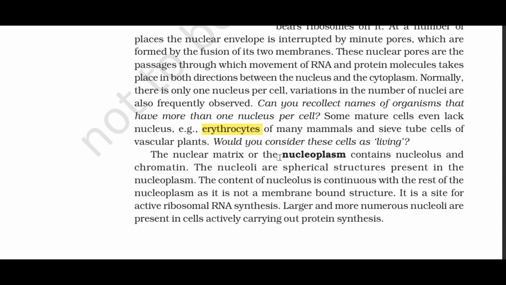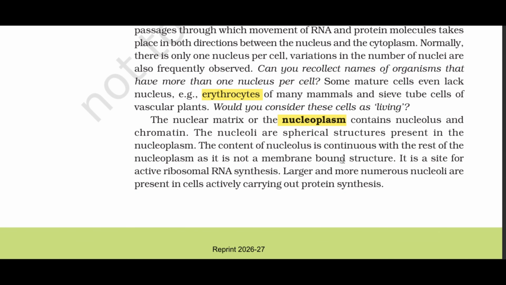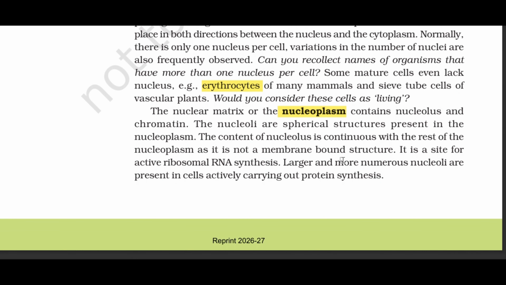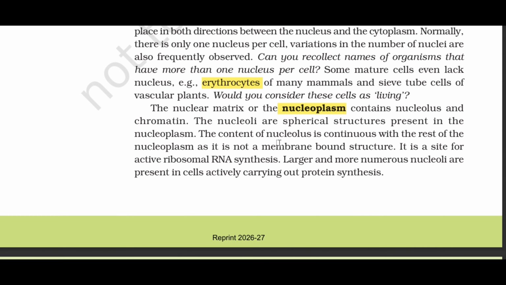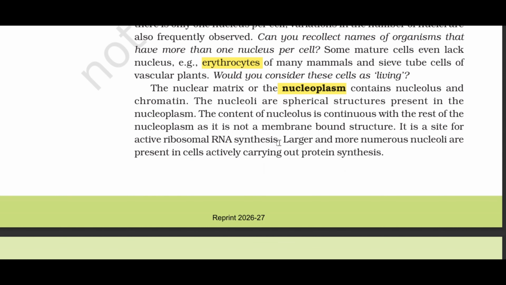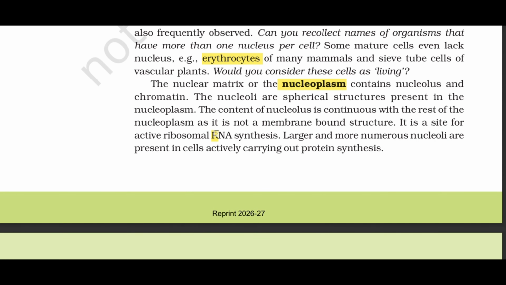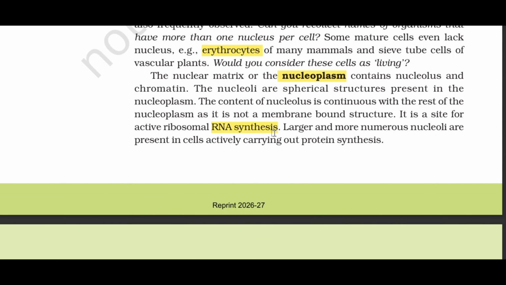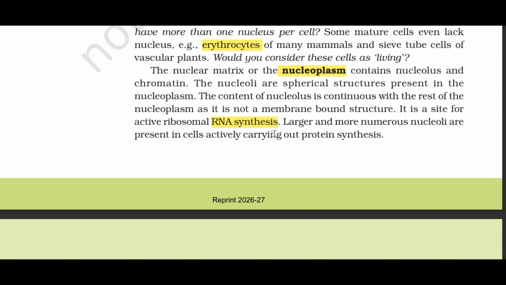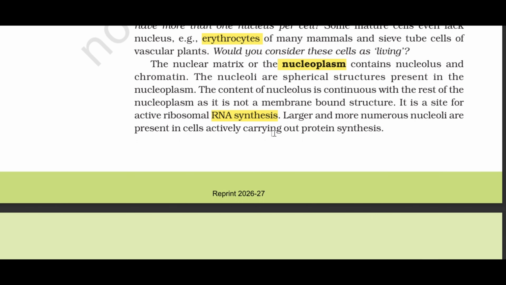The nuclear matrix or the nucleoplasm contains nucleolus and chromatin. The nucleoli are spherical structures present in the nucleoplasm. The content of nucleolus is continuous with the rest of the nucleoplasm as it is not a membrane-bound structure. It is a site for active ribosomal RNA synthesis. Larger and more numerous nucleoli are present in cells actively carrying out protein synthesis.